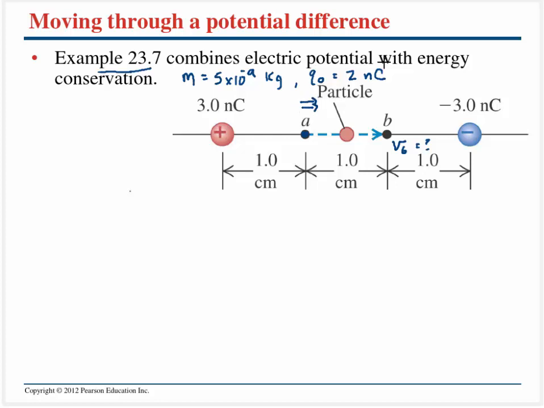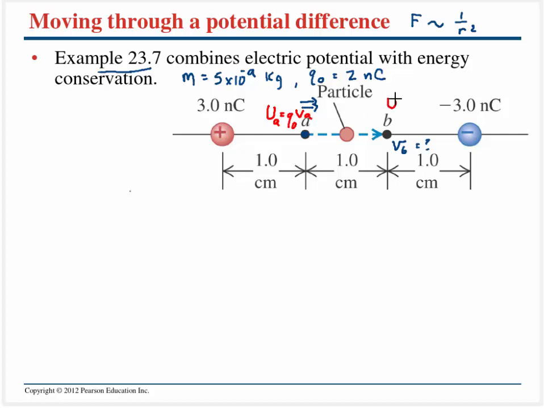So, one thing that we can't do, unfortunately, because the force goes like 1 over r squared, is that the force is going to be constantly changing. That makes using Newton's laws particularly difficult. However, what we can do is use energy conservation and say, well, I know that the potential energy that this object has at A is simply going to be equal to its charge multiplied by the voltage at A.